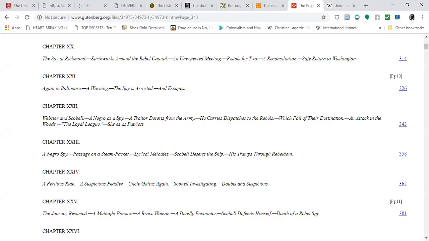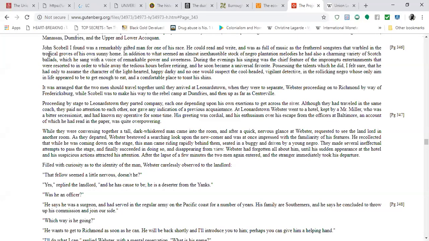All right, we're gonna come out of this chapter right here. This is chapter 22: Webster and Scobell, a Negro as a spy, a traitor deserts from the army, the Loyal League, slaves as patriots. That's what we're gonna go to. All right, we're gonna start from right here. John Scobell, I found, was a remarkably gifted man, one for his race. He could read, write, and was full of music as a feathered songster warbling in the tropical groves of his own sunny home. Okay. John Scobell was a very important spy during the Civil War, a black spy. That's not really talked about in the history books.